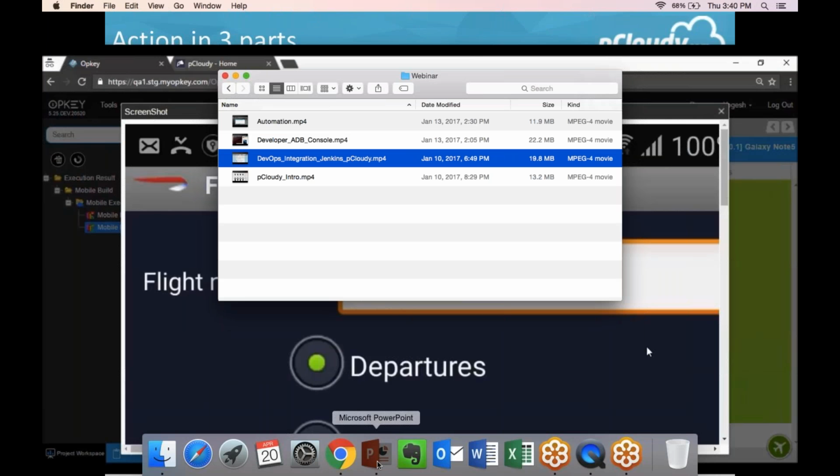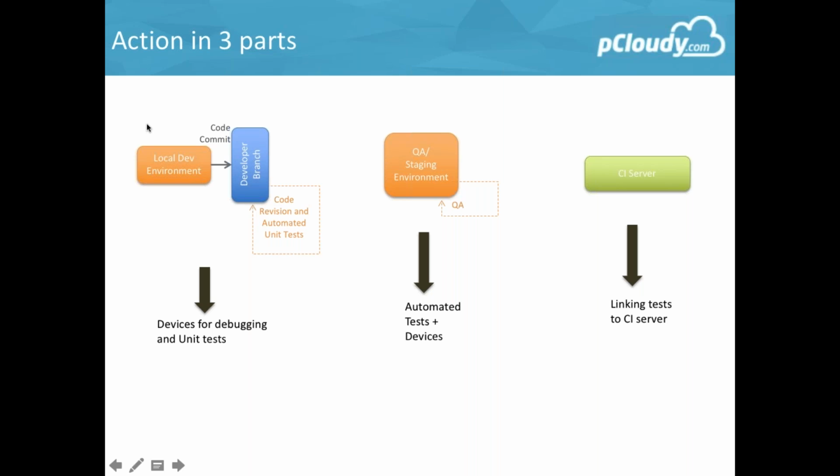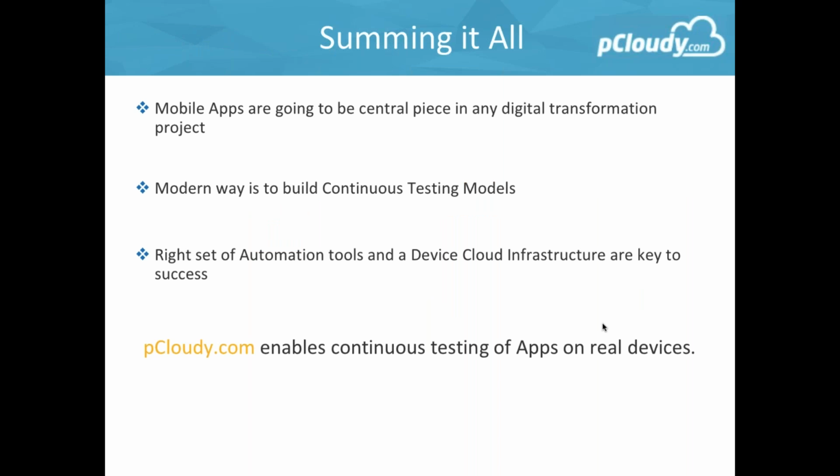So I'm just going back to the slide. We talked about three different parts. One is how do we use devices for debugging and unit tests in the development stage. Second was how do we use automated tests and devices in the QA stage. And the last one was how do we link it to the CI process. So that the platform pCloudy is capable of giving you all the three capabilities. So with this demo, I just wanted to sum up all that we just discussed in the session today.